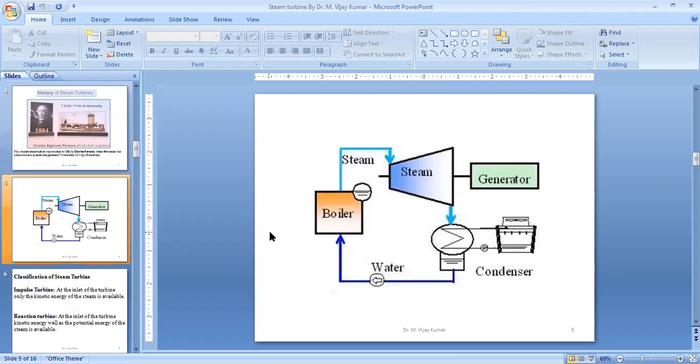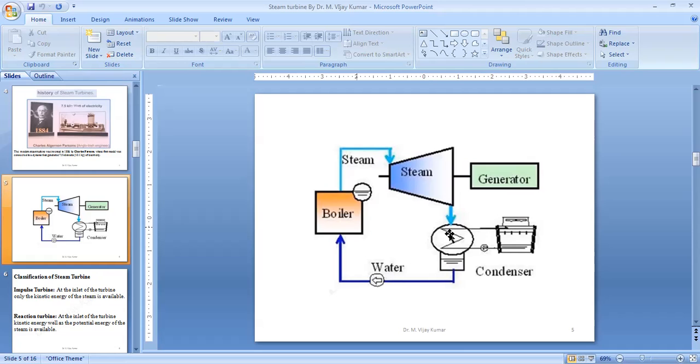Right. You can see here is the schematic diagram. Here you can see some of the most important components. Here is the boiler and here is the steam turbine. This steam turbine is coupled with the generator, and in the generator the power will be developed. And you can see another component, the condenser, and here there is a water pump. So there are five important components available here.